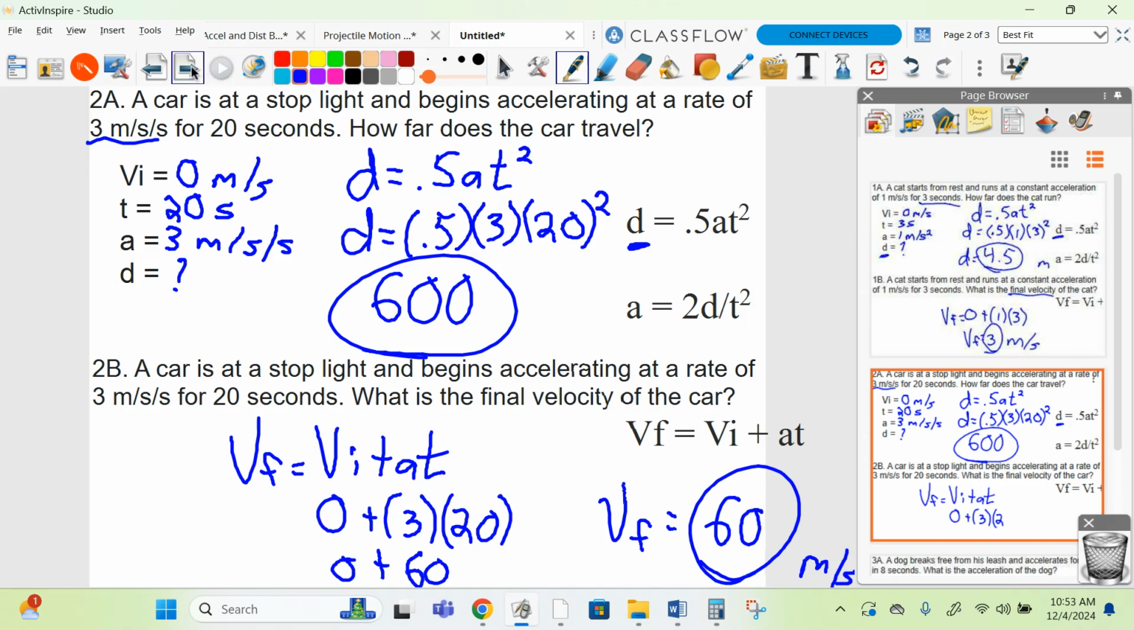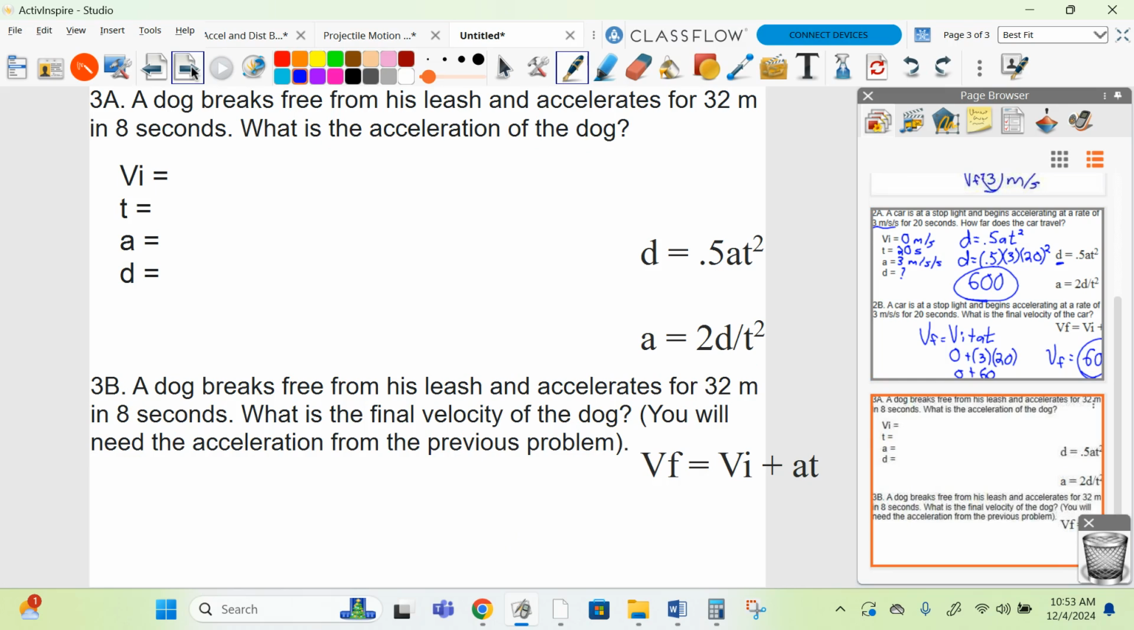Okay. One more example, then you guys will have the rest of them to solve on your own. A dog breaks free from its leash. Well, if a dog's on its leash, it probably isn't moving too far, sitting still. It accelerates for a total of 32 meters. Okay, meters. Meters is a unit of length, a distance, how far it went. And it went a total of 8 seconds. What is the acceleration of the dog?